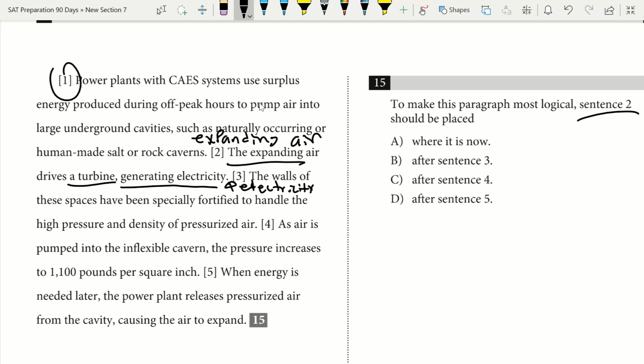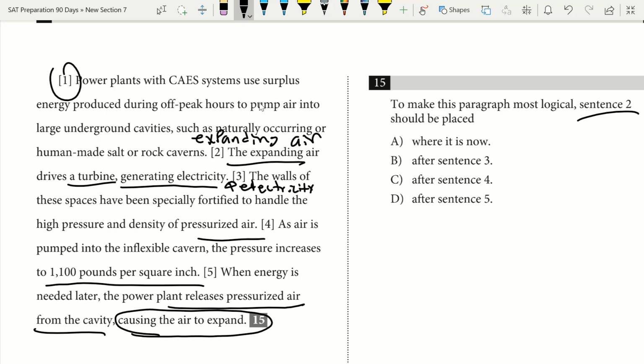Electricity. All right. Power plants with gas systems use surplus energy produced during off-peak hours to pump air into large underground cavities such as naturally occurring air or human-made salt or rock caverns. The walls of these spaces have been specially fortified to handle the high pressure and density of pressurized air. As air is pumped into the inflexible cavern, the pressure increases up to 1,100 pounds per square inch. When energy is needed later, the power plant releases pressurized air from the cavity, causing the air to expand.